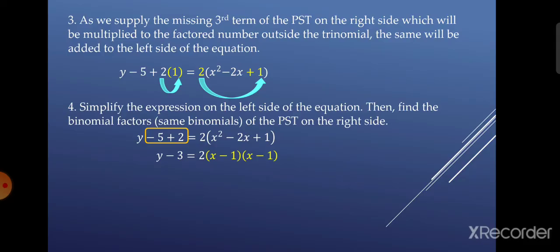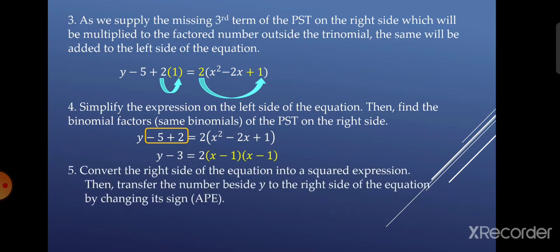Sa second line sa step number 4, dapat unta ang akong isuwat ani is y minus 3. Pero gipakita nako ngano nahimo siyang y minus 3. Diin man gikan ang y minus 3? Gikan siya sa y minus 5 plus 2. Kaya negative 5 plus 2 is negative 3 or minus 3. Then right equals, then 2, then duha ka binomial nga x minus 1. Kaya negative 1 times negative 1 is positive 1 sa trinomial. Negative 1 plus negative 1 is negative 2, middle term sa trinomial.